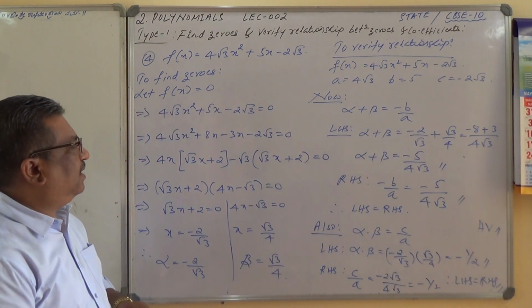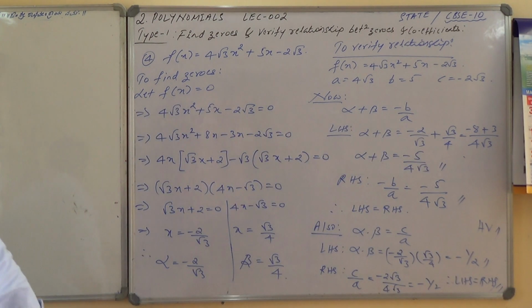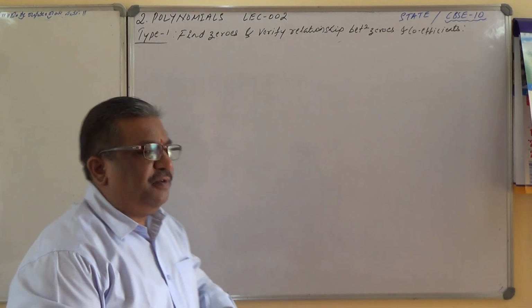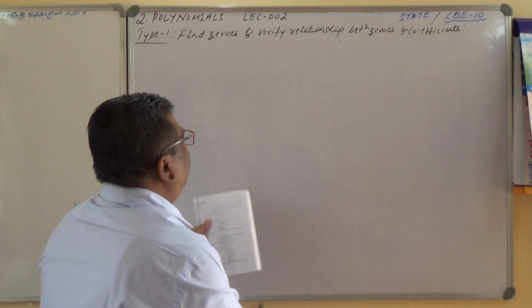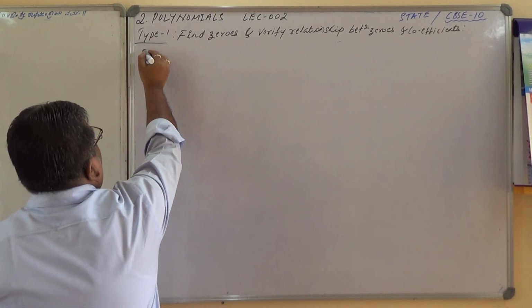I hope you are able to understand. So, I will take the next problem now. Note it down. I am taking few numericals from exemplar book. One numerical I will take here, which is very typical. I don't remember the serial number. I think it may be the fifth one.